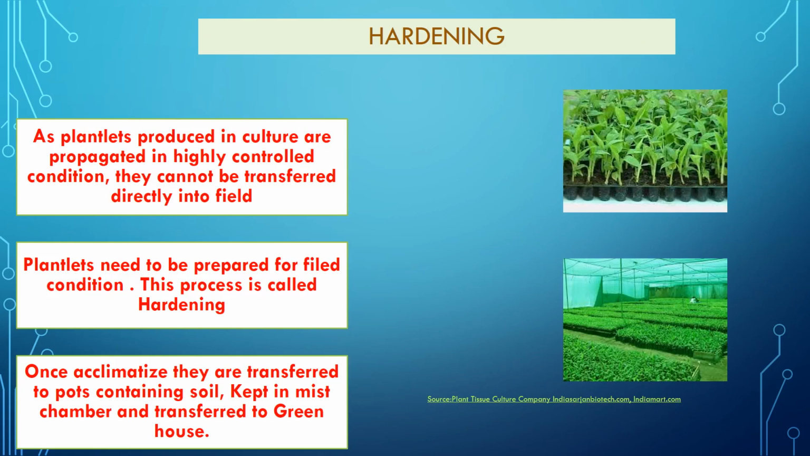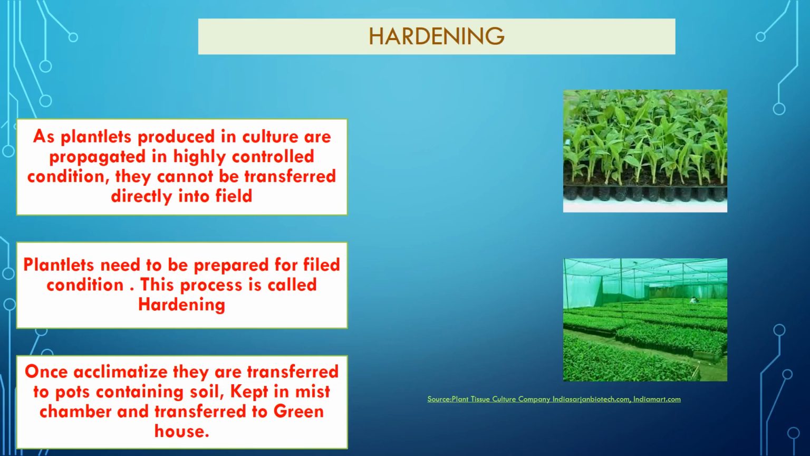We all know that the plantlets produced in the cultures are propagated in highly controlled and pampered conditions. They cannot be transferred directly to the field, where the conditions are often harsh. Therefore, these plantlets produced in the cultures need to be prepared for the field condition, and this process is called hardening. This is preceded by a pre-treatment stage, when these plantlets are transferred into compost soil and kept in high humidity conditions in a mist chamber.